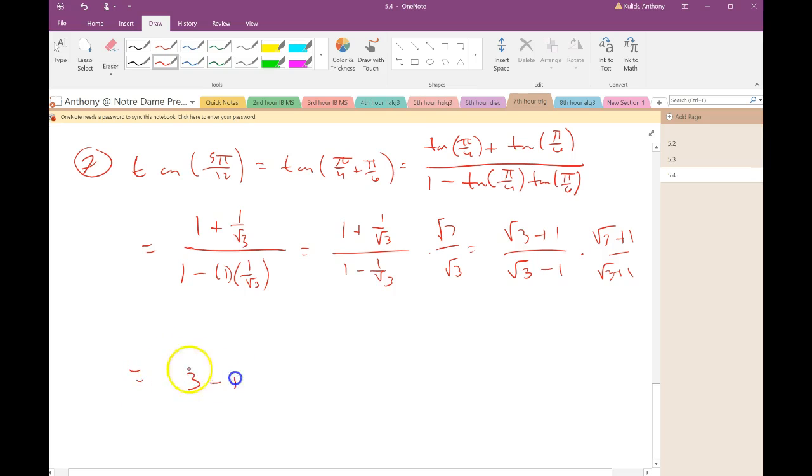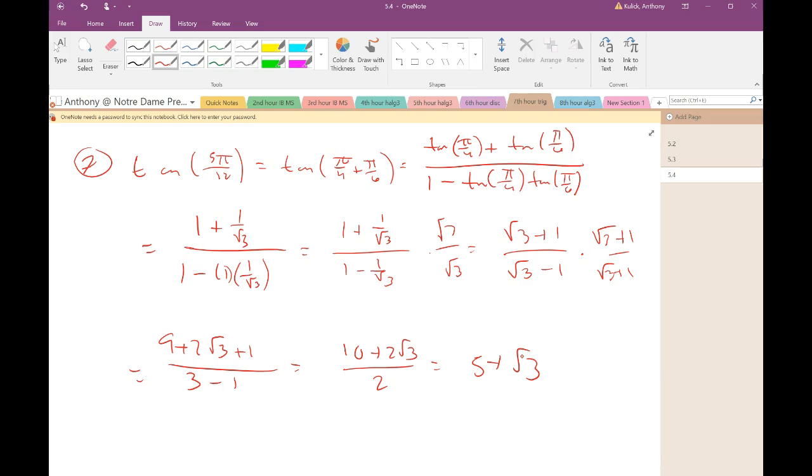So the bottom is 3 minus 1. The top is 9 plus 2 square root 3 plus 1, or 10 plus 2 root 3 over 2, or 5 plus root 3. Oh, 3 there? Sure. Root 9. There you go. Agreed. Thank you for paying attention. Everybody happy now?